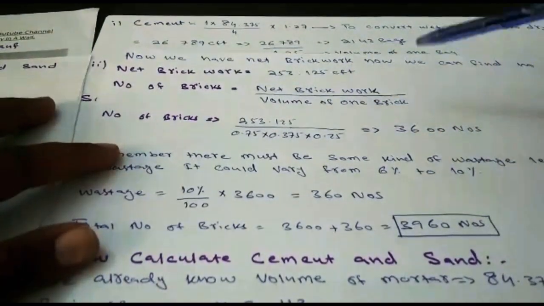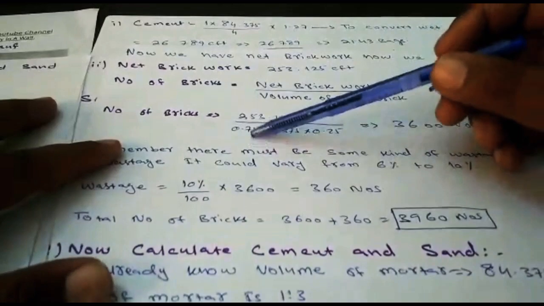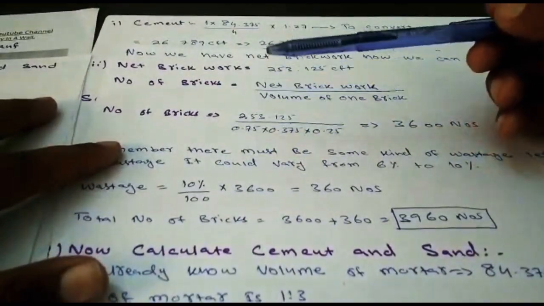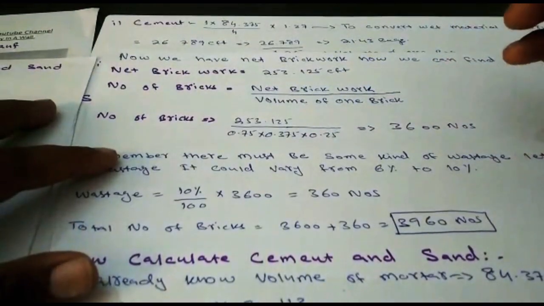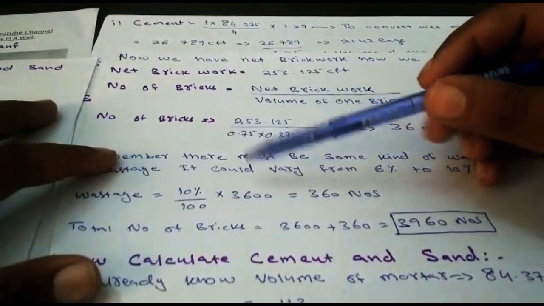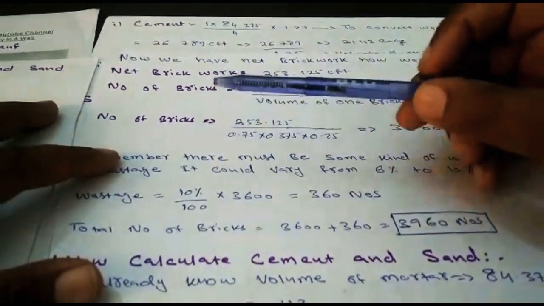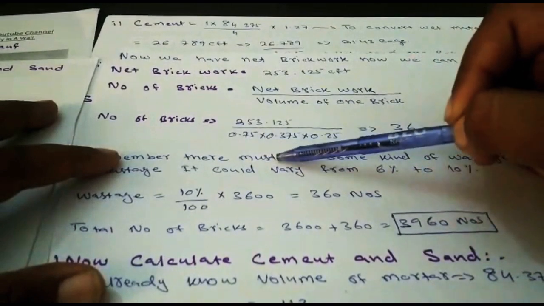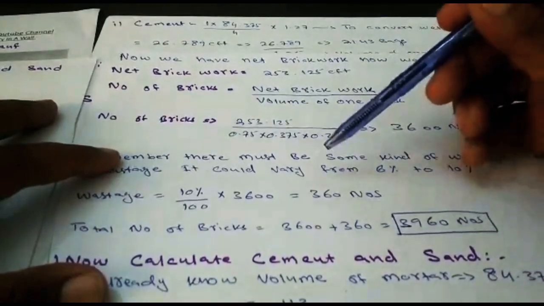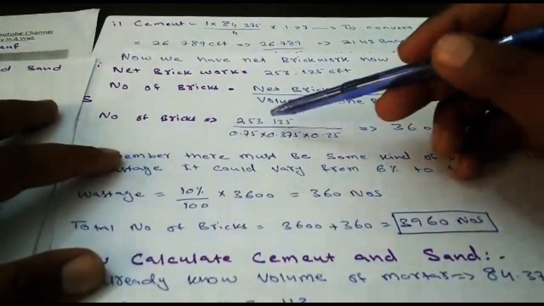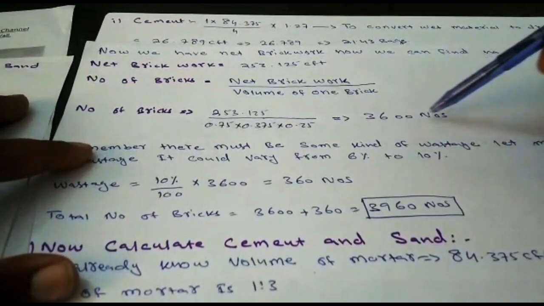So how to find the volume of one brick, or what are the standard sizes of one brick? You know that standard size of brick is 9 inches into 4.5 inches into 3 inches. So 0.75 into 0.375 into 0.25. I have converted inches into feet. Remember, always convert inches into feet for the calculation. So we find number of bricks. Number of bricks is 3600 numbers.